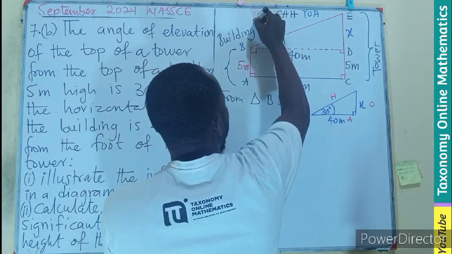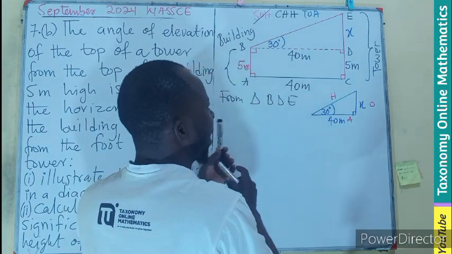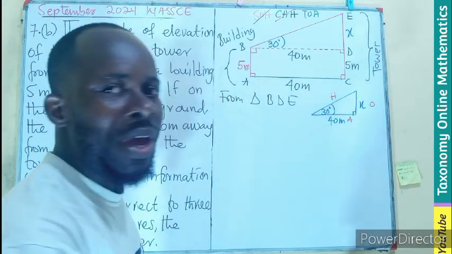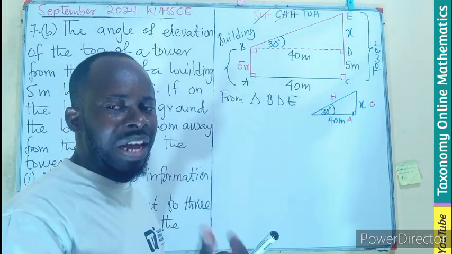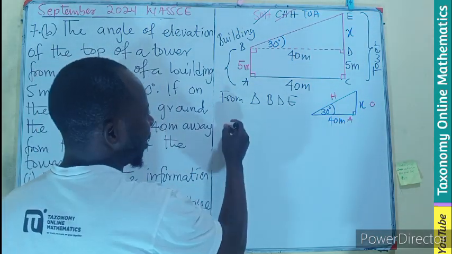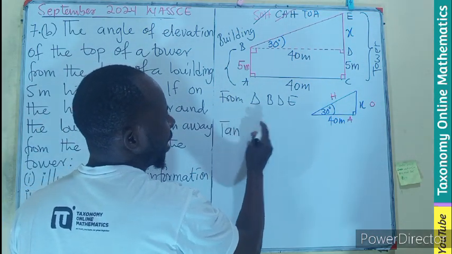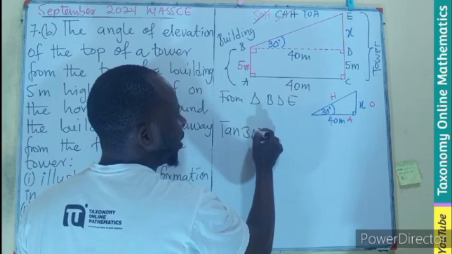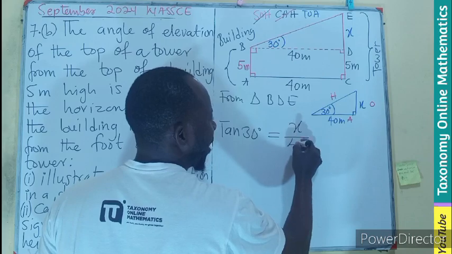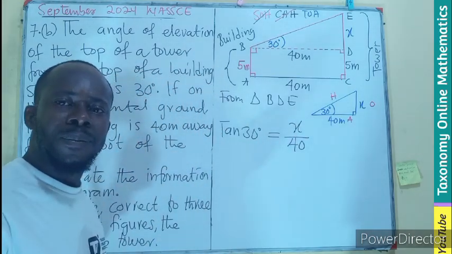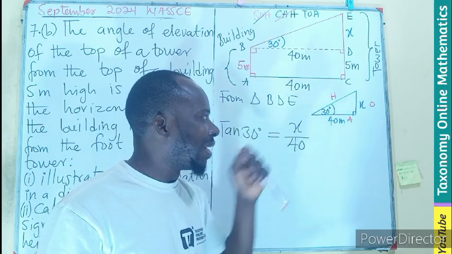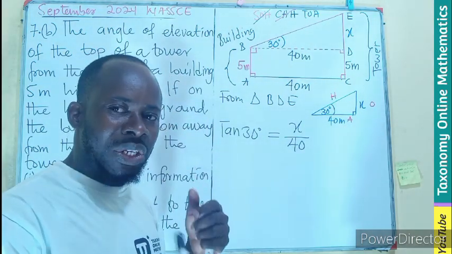So H is here, so I cancel the H from there. H is here also, I cancel. I am left with TOA. T for tangent, O opposite, A adjacent. So I'll be having the tan of the very angle, 30 degrees, equals the opposite side X over the adjacent side. Does it make sense? The opposite side is the O, the adjacent is the A. So now our attention is on the X.